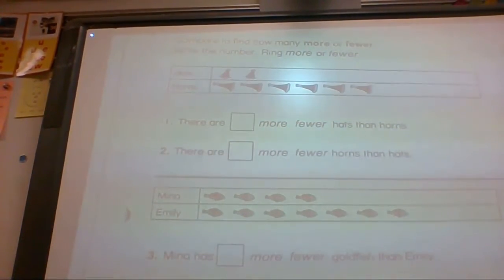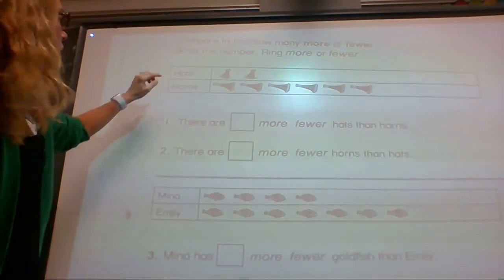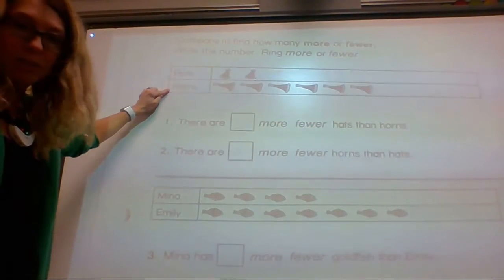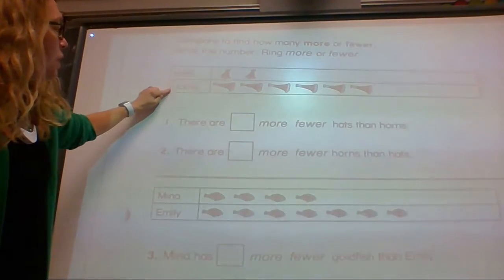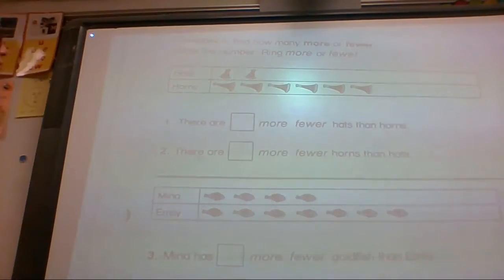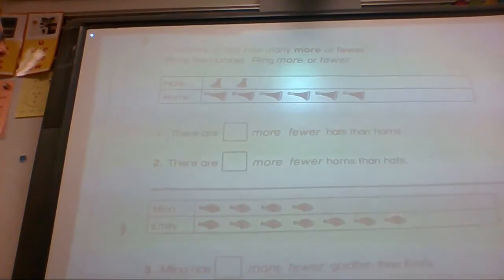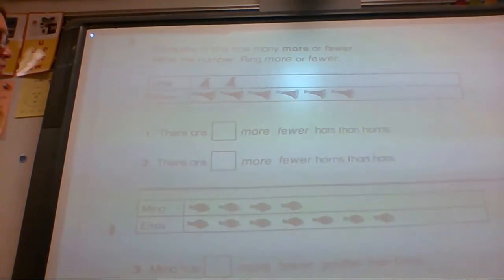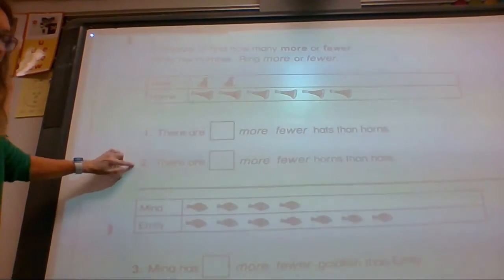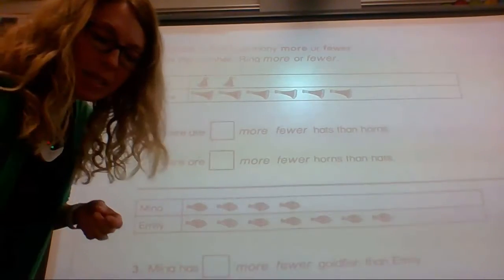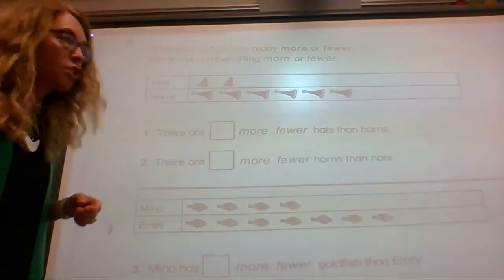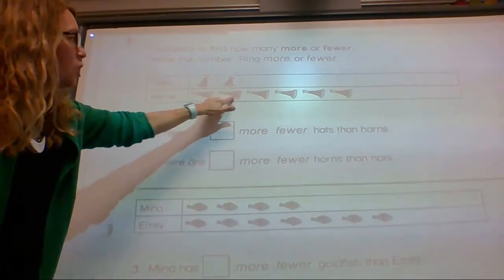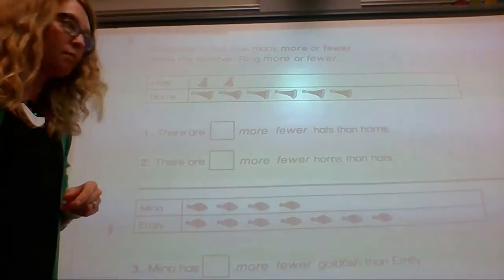What we're going to do is we're going to compare two things. In this case, we're going to compare the hats and the horns, okay? So we're going to put them into this grid so that we can eventually answer these questions, okay? So this is the beginning of graphing. It's a picture graph because we're using pictures to show what our items are.